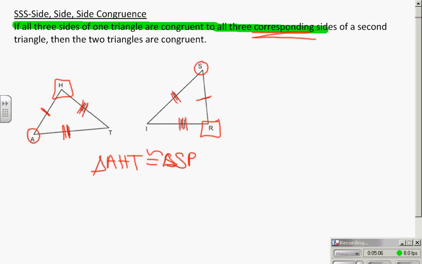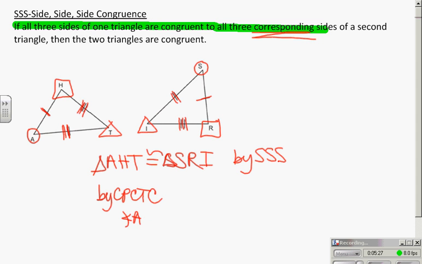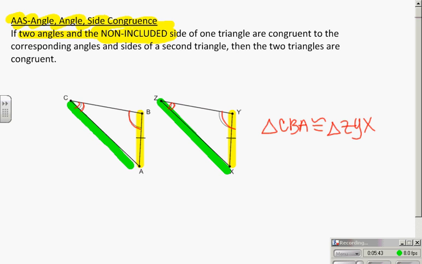H is by the 1 and 3 hash marks. R is by the 1 and 3 hash marks. And that leaves T and I to pair up. Now, since we know these by side, side, side, the three things I knew were the sides. By CPCTC, corresponding parts of congruent triangles, I get that angle A is congruent to angle S, angle H is congruent to angle R, and angle T is congruent to angle I.